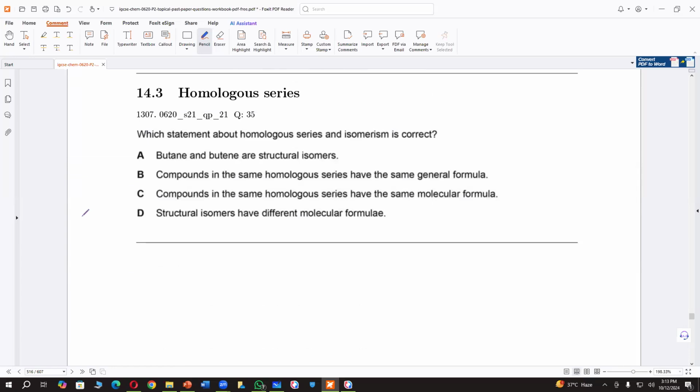Which statement about homologous series and isomerism is correct? It's not A or D. It's B. Yeah, B, like for ball.